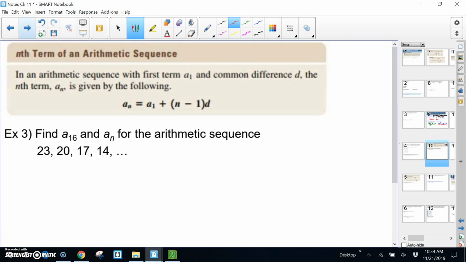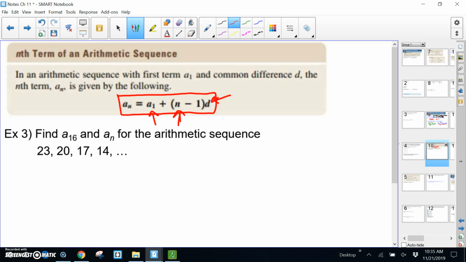The nth term of an arithmetic sequence looks like this. And so you want to pay attention to the things that are shown in that formula. You would need to know the first term, and you would need to know n for the nth term. So if I'm finding the 99th term, then n is 99. And of course, you would need to know the common difference. So you need to know several things to find that nth term.